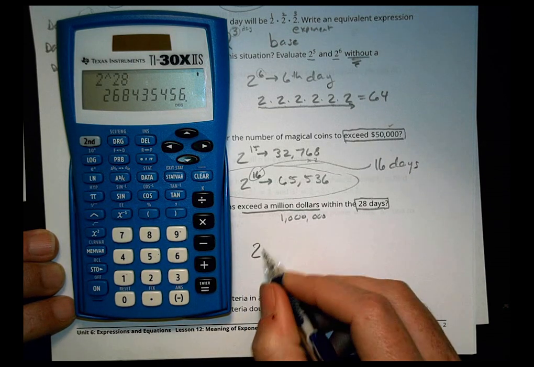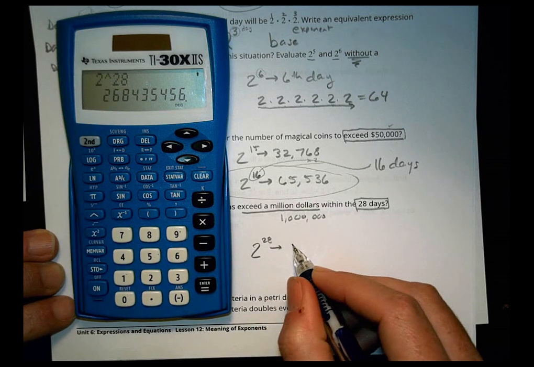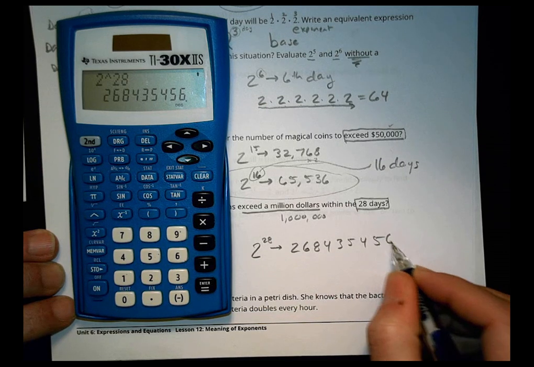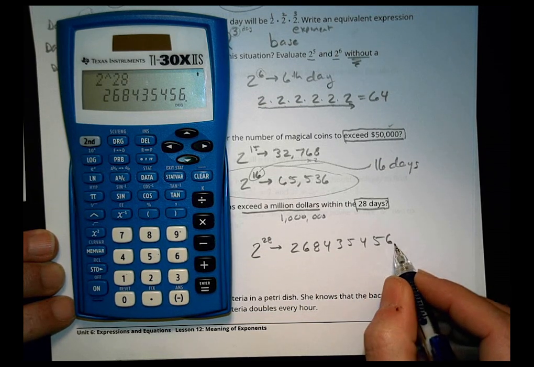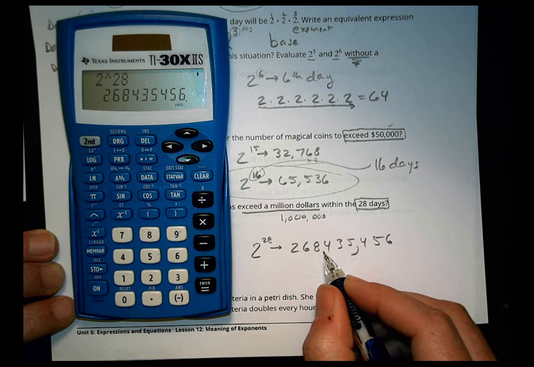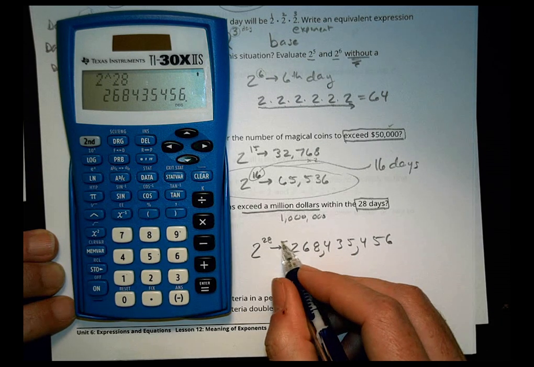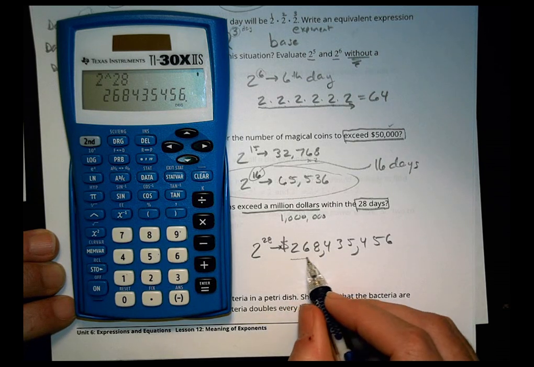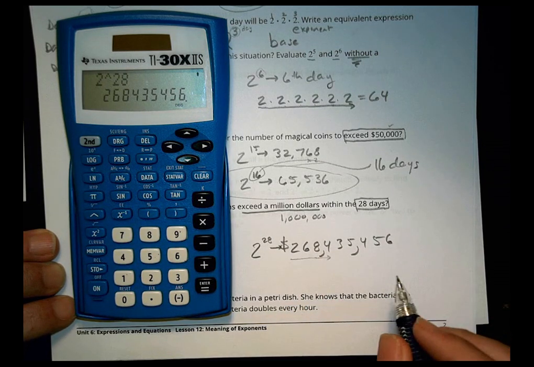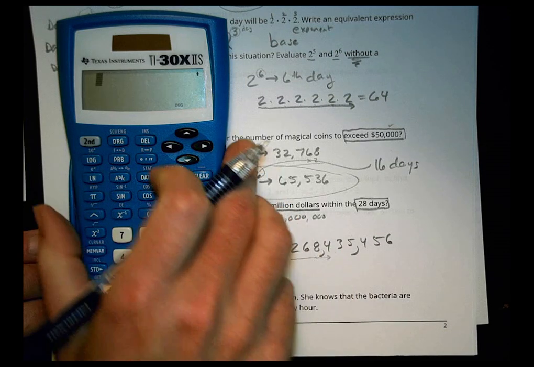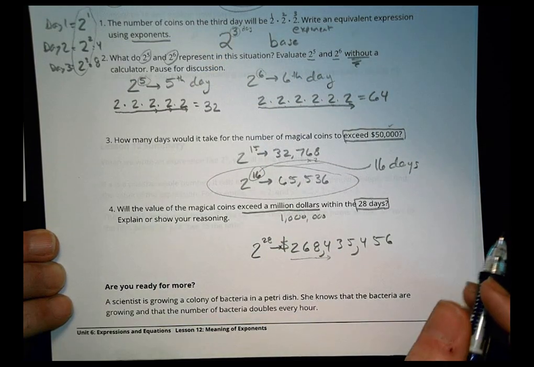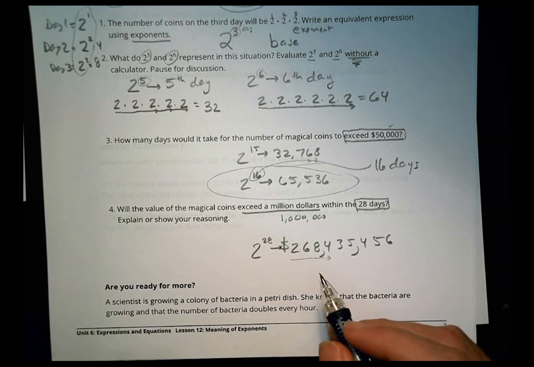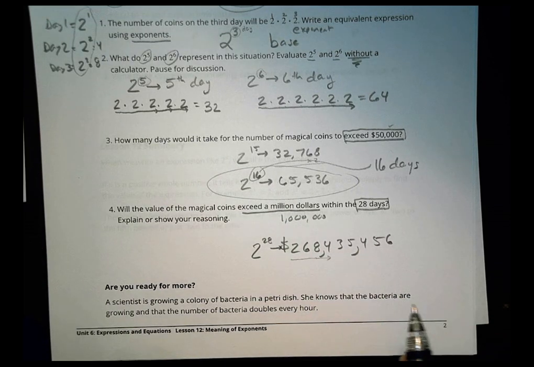So 2 to the 28th power is 268435456. Let's come back in and add some commas. 1, 2, 3, comma, 1, 2, 3, comma. So if this was money, you don't have just $1 million, you have $268 million. That's a lot of money. So it'd probably be a good idea to take the genie's magic coin, because after 28 days, you're doing pretty well. Alright, so that's how that one works there.